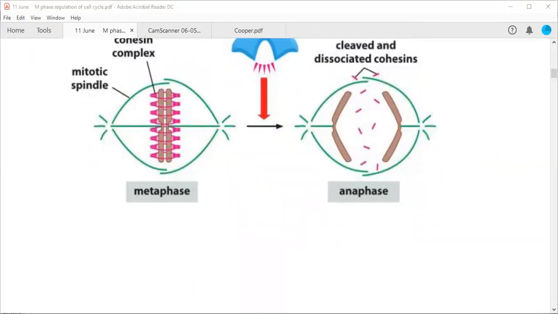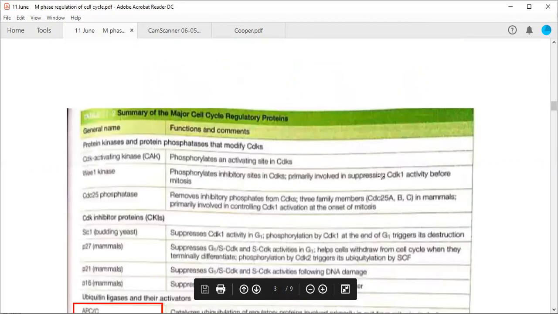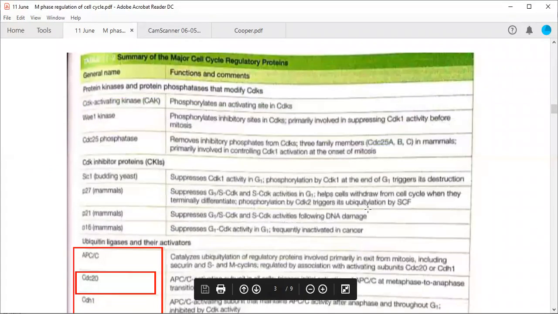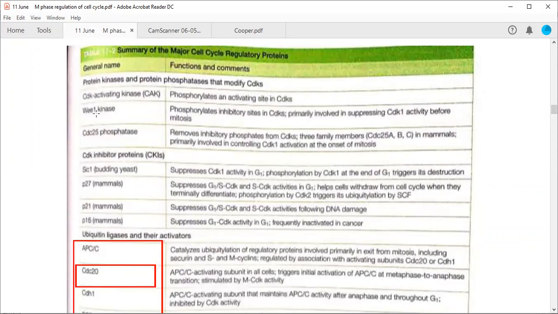Now we will move on. Many things we have discussed in yesterday's class. We have discussed CDK activating kinase. We have discussed Wee1 kinase, which is, this is a kinase, this is a phosphatase. We have seen that they have opposite functions. CDC25, oh sorry, both are kinases, but they have different functions.